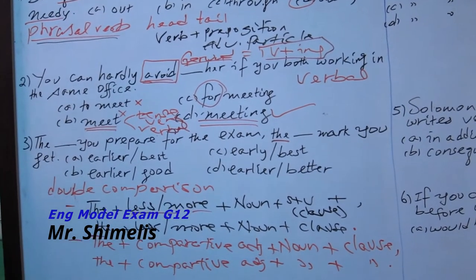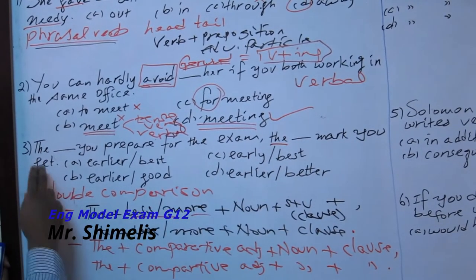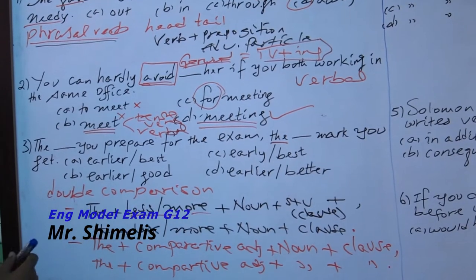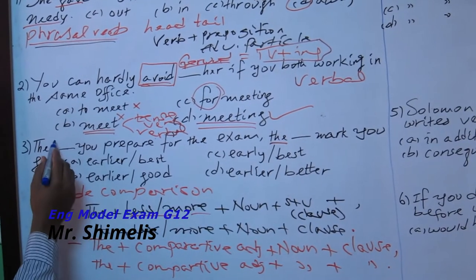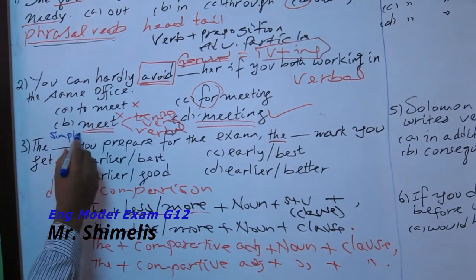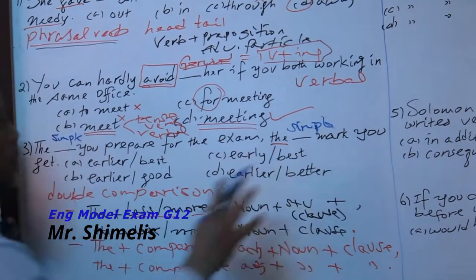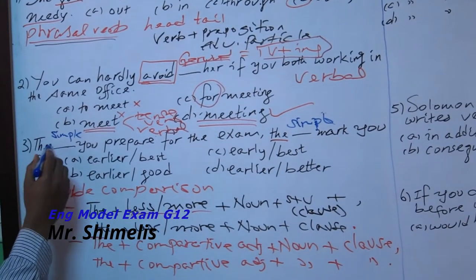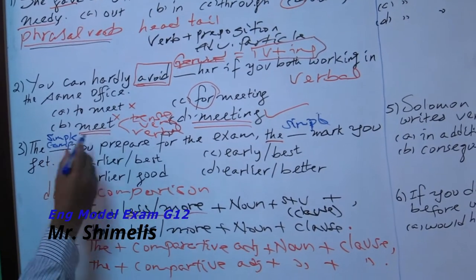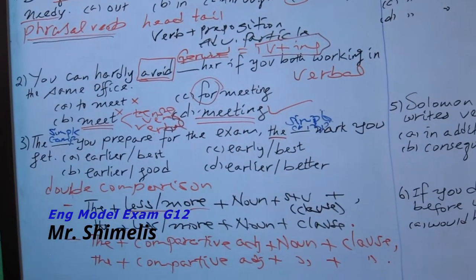Now let's go back to our question. The dash you prepare for the exam, the dash mark you get. So anyway, we expect here, if this has to be simple degree, this must also be simple degree, because the structure is parallel. If we use comparative here, we have to use comparative here. The same structure repeats itself.